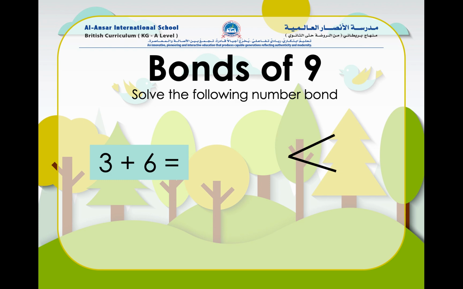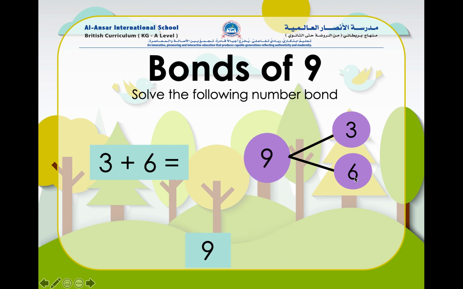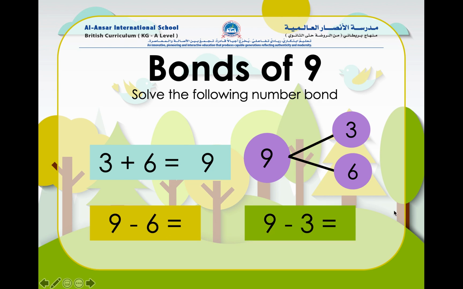Let's try this with the bonds of 9. So we have 3 plus 6. And if we put it in our bond, we have 3 and 6, which makes 9. So now we know that this is a bond of 9. When we put this in a subtraction sum, we have 9 minus 6. So we're going to take away 6. 9 take away 6. So we're going to count backwards. 9, and 6 on your fingers. 8, 7, 6, 5, 4, 3. So 9 minus 6 equals to 3.